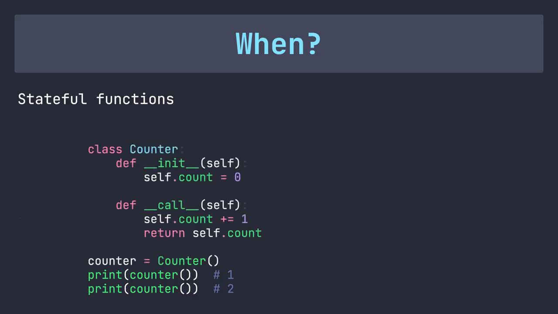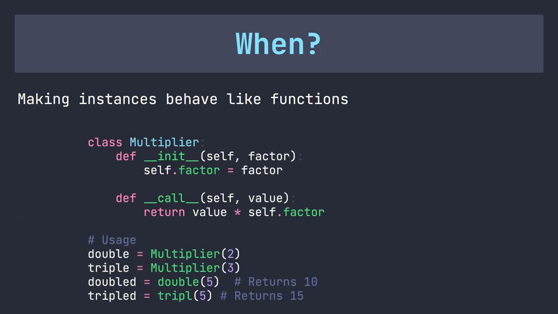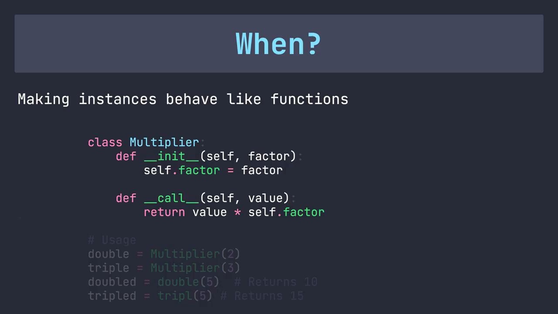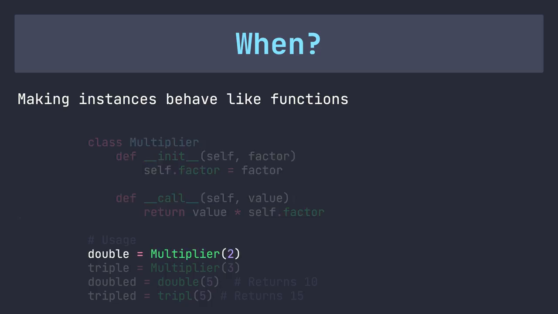Another example is when you want an instance which behaves like a function, like this class Multiplier, which takes a factor when you create an instance, and whenever you call that instance, it multiplies your input with that factor. With this, you can easily create the factory functions pattern.